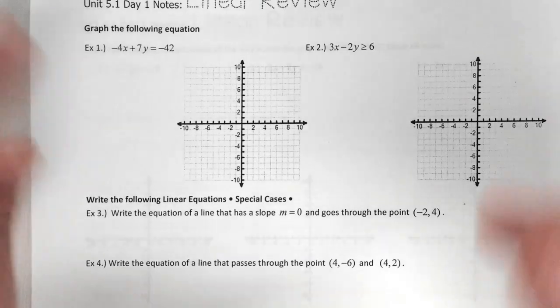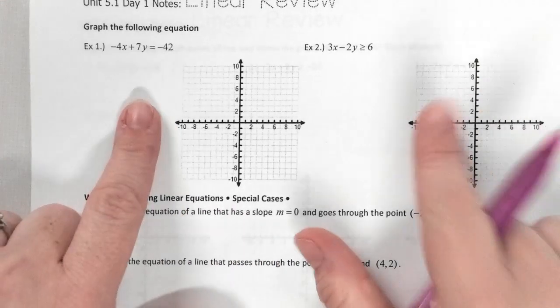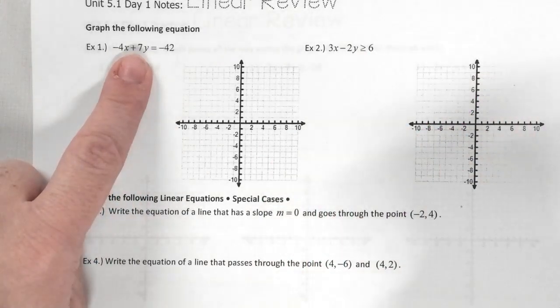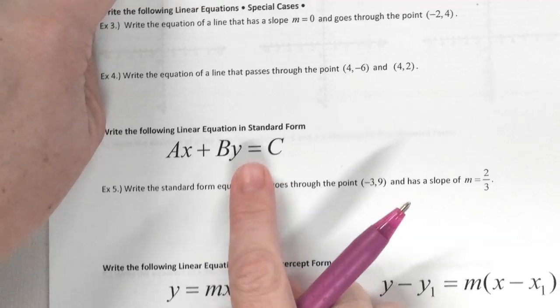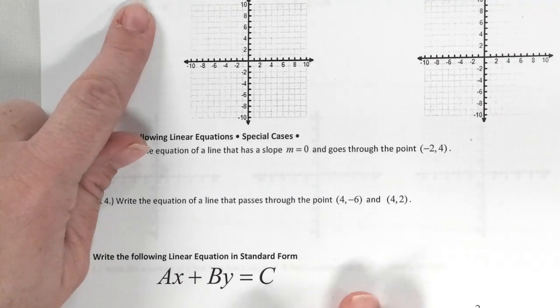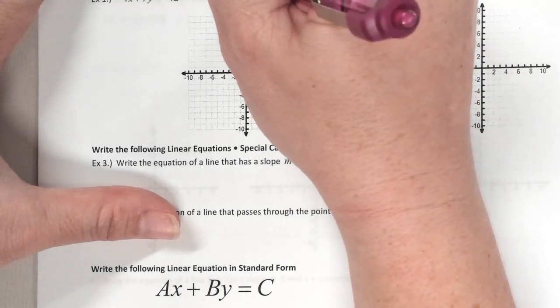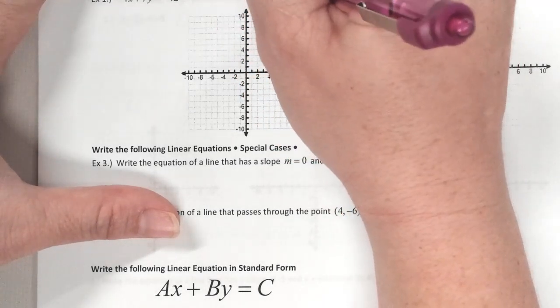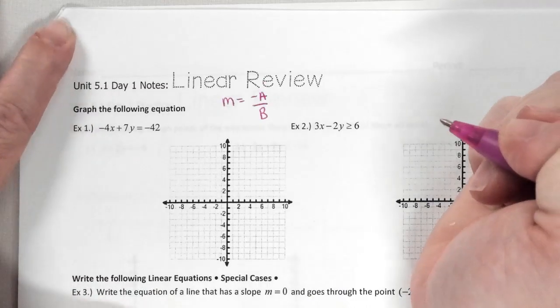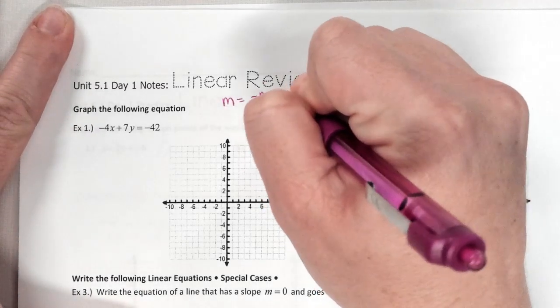Okay, guys, so we are gonna graph. They're both in standard form, which is ax plus by equals c. It's down here. Okay, what do we know? What does ax plus by equals c give us? Slope. So if you remember from before break, we know that the opposite of a over b is our slope.